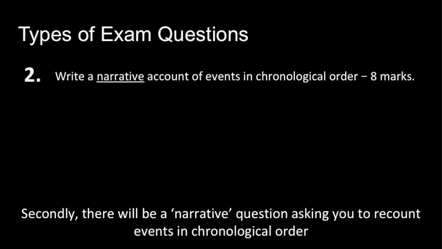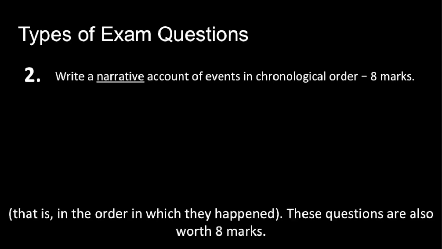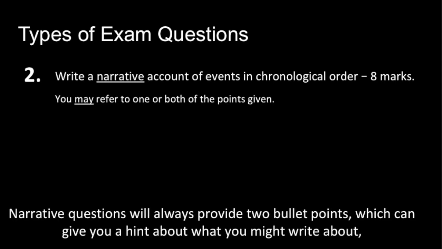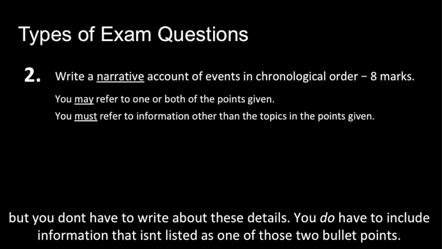Secondly, there will be a narrative question asking you to recount events in chronological order, that is, the order in which they happened. These questions are also worth 8 marks. Narrative questions will always provide 2 bullet points, which can give you a hint about what you might write about, but you don't have to write about these details. You do have to include information that isn't listed as one of these 2 bullet points.